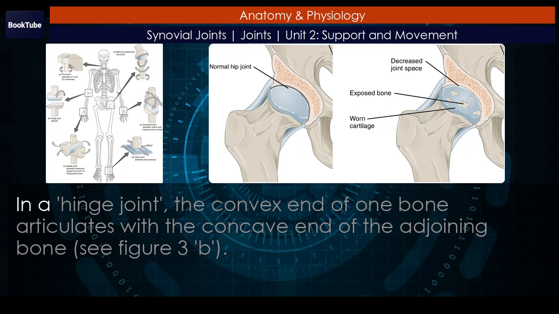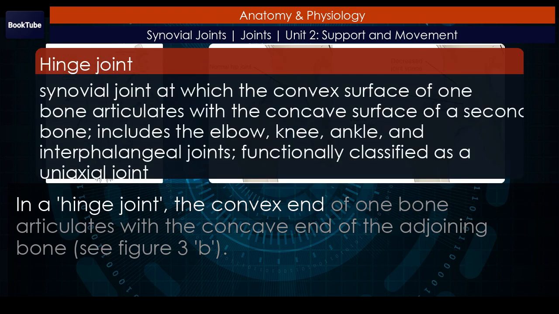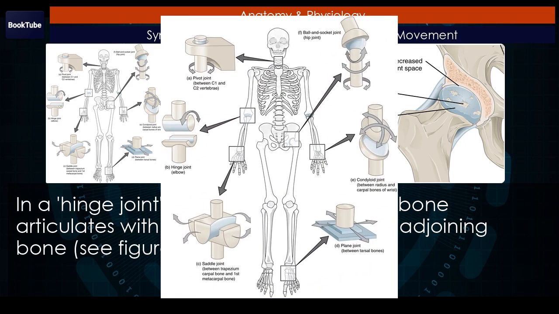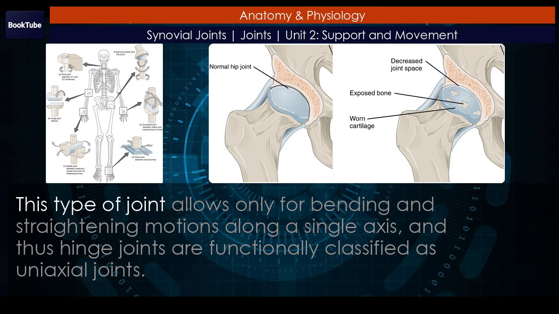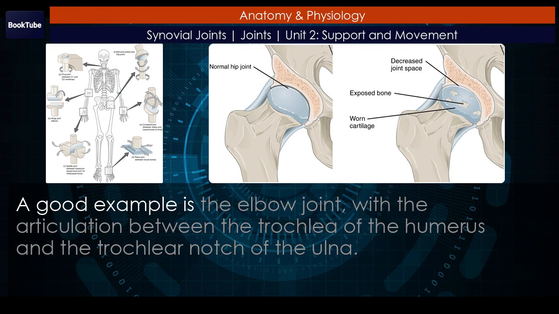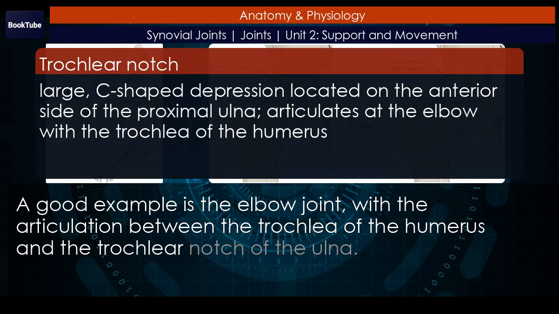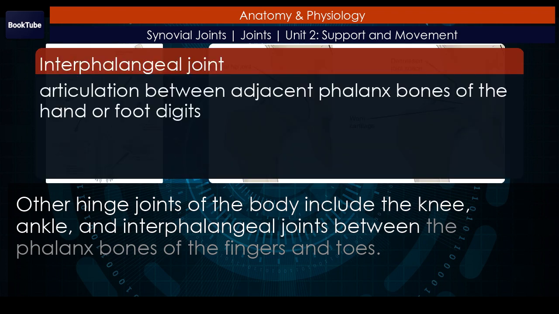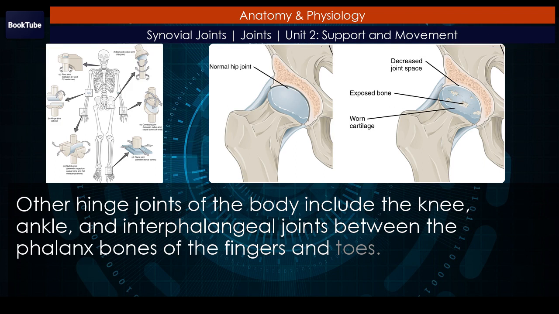Hinge joint. In a hinge joint, the convex end of one bone articulates with the concave end of the adjoining bone. See Figure 3b. This type of joint allows only for bending and straightening motions along a single axis, and thus hinge joints are functionally classified as uniaxial joints. A good example is the elbow joint, with the articulation between the trochlea of the humerus and the trochlear notch of the ulna. Other hinge joints of the body include the knee, ankle, and interphalangeal joints between the phalanx bones of the fingers and toes.